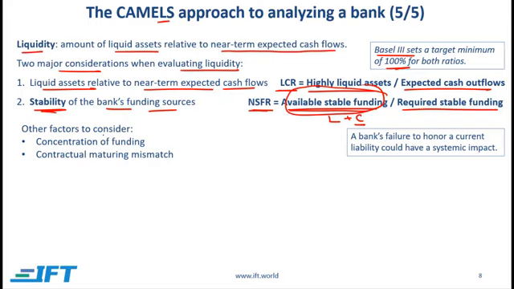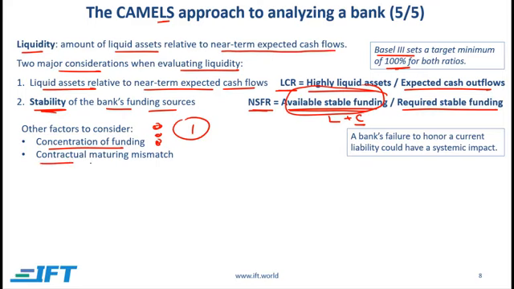There are at least two other factors to consider. One is the concentration of funding, and here we are concerned with how many sources of funding we have. If we just have one source of funding, that would be a major cause for concern, because if that source dries up, then there would be a major liquidity issue. So if we have several sources of funding, that is a positive.